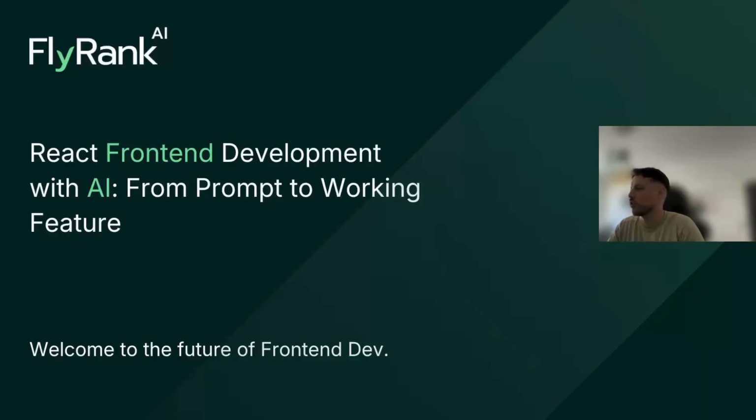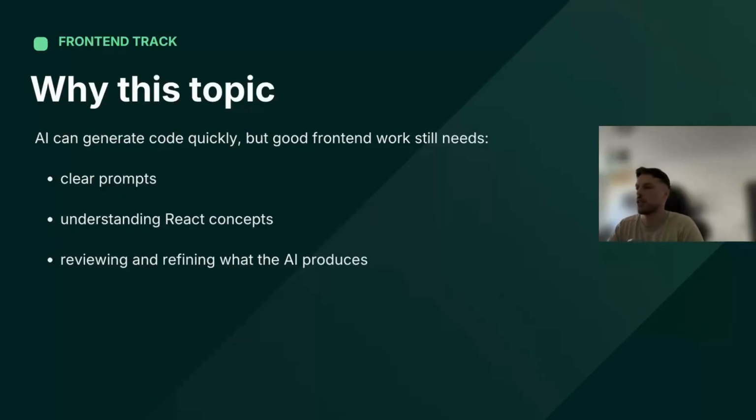Okay guys, so today we will talk about React front-end development with AI, from prompt to working feature. Why does this topic matter? Basically, AI can generate code quickly, but in order to create quality code, you need to be able to write clear prompts. You need to understand concepts from the framework, in our case React, and you need to be able to review what AI actually generated. You need to understand what AI generated in order to have quality code.